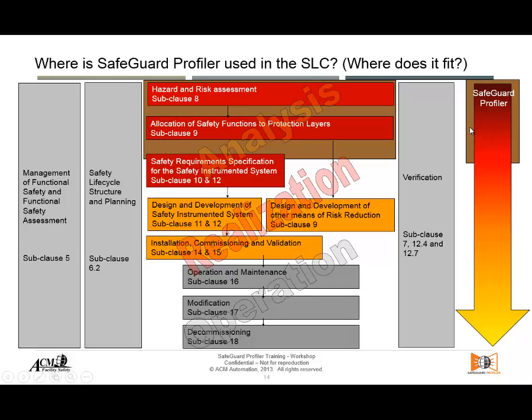So SafeGuard Profiler is used throughout the entire safety lifecycle: during the analysis phase, during the realization phase, construction, and then at the end during operations. And during operations, it can show you how much risk you are exposed to at any moment in time, and allows you to make decisions about what you do, whether you keep running or you have to trip. And if the machine or the process tripped automatically, you would know exactly why, right?